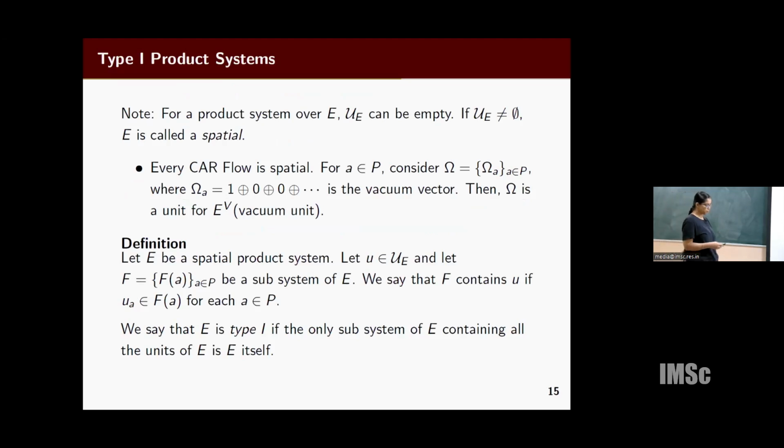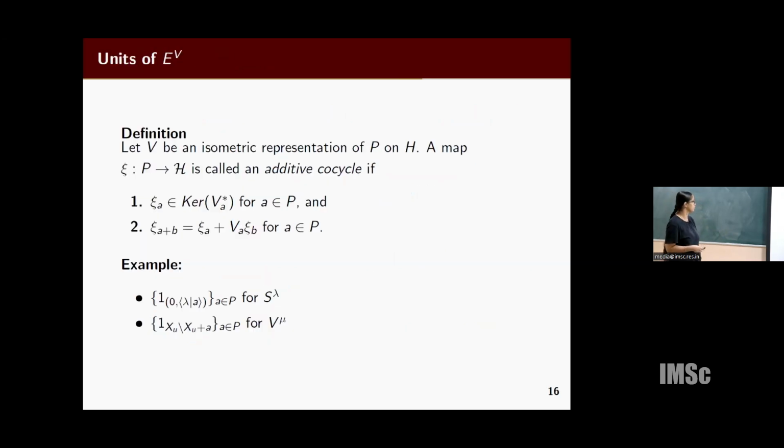So the product system may not have any units. If it has some units, it's called spatial, and CAR flows are always spatial because there is a vacuum unit, which is 1 plus 0, 0, 0 for each a. We call a product system type 1 if the only subsystem containing all the units is E, which is in some sense saying that units generate the product system.